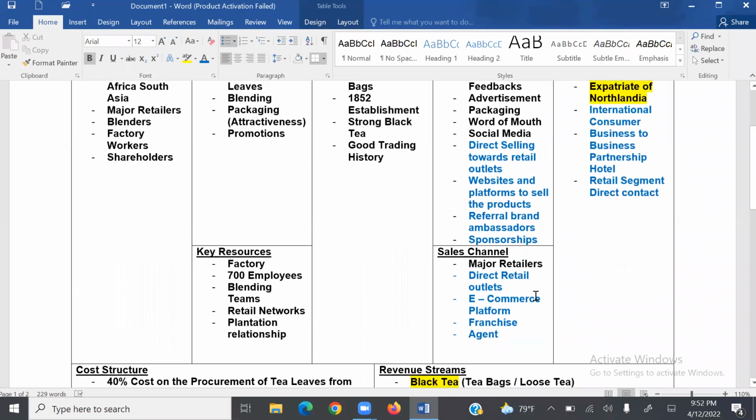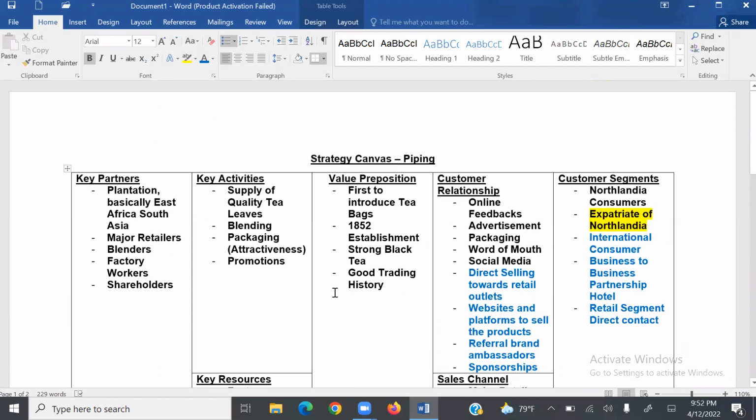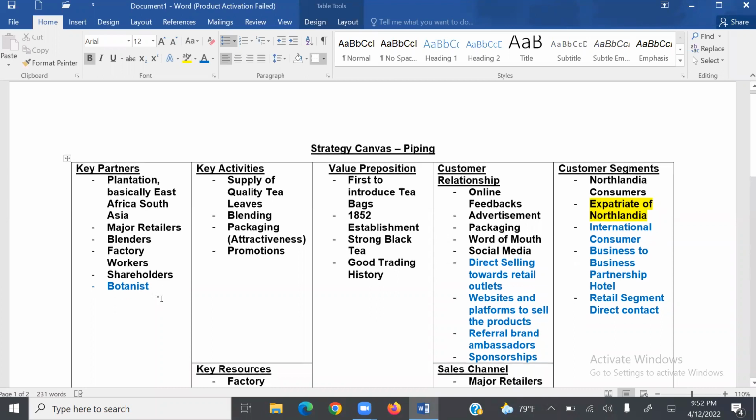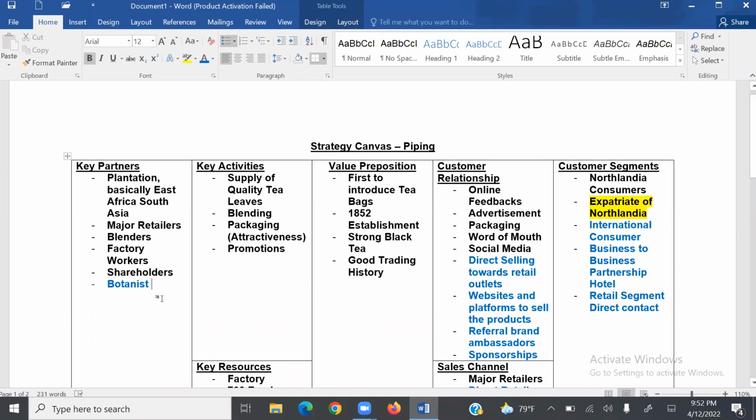So students, now coming to the next one, that is the key partners: plantations, major retailers, blenders, factory workers, shareholders at the moment. But in the future, we can have botanists. Yes or no? Because Monica, can you remember there was an article related to the botanist? Yes, because students, botanists are very important, because they are the people who can definitely help us on the research and development, where we can also consider options where we can plant tea in very close neighborhoods or locally as well. So botanist can be a key partner in the future for sure.